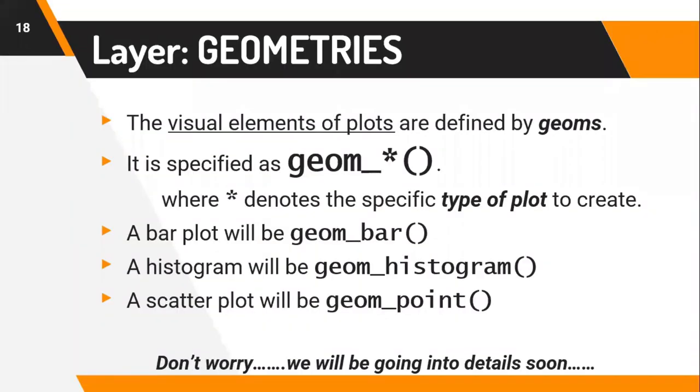So right at this point, we now need to define what the geometries do. Those are the visual elements. And in short, we normally say they are called geoms, okay?